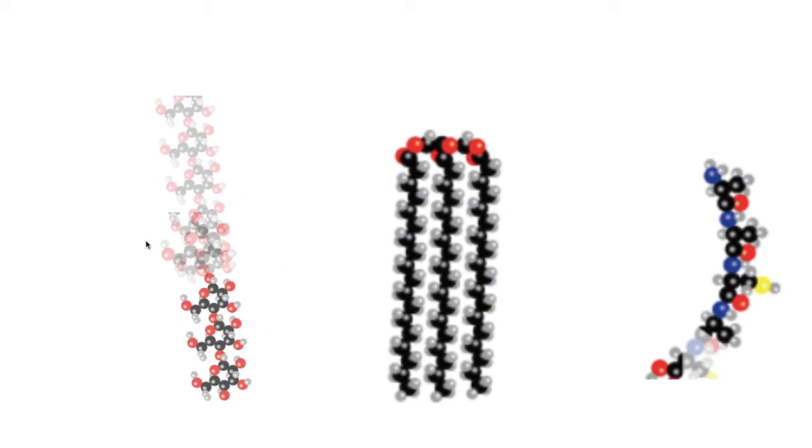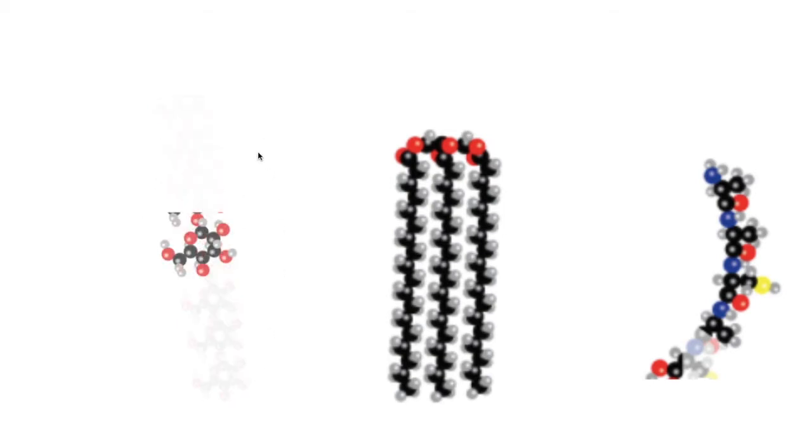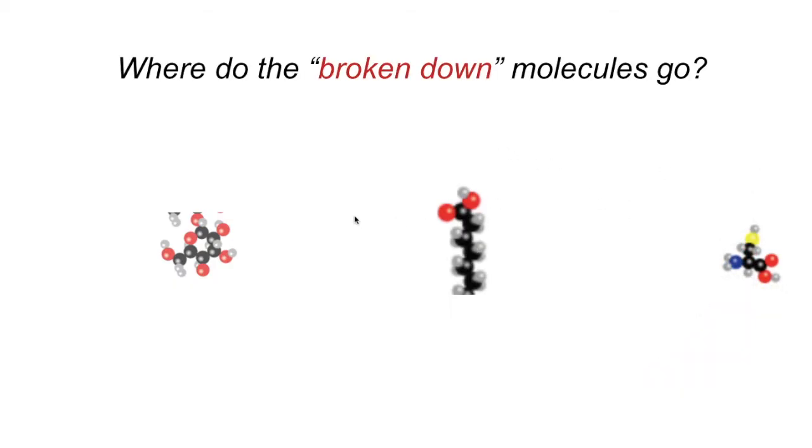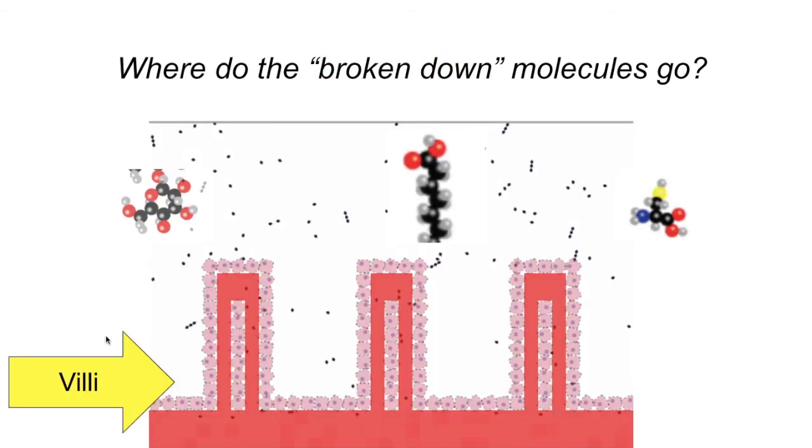The complex carbohydrates broke down into glucose molecules. The fats broke down into fatty acid molecules. And the protein molecules broke down into amino acids. But what happened to these broken down molecules? The answer is a structure in our small intestine called the villi.